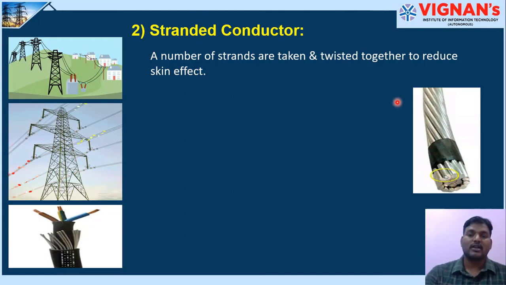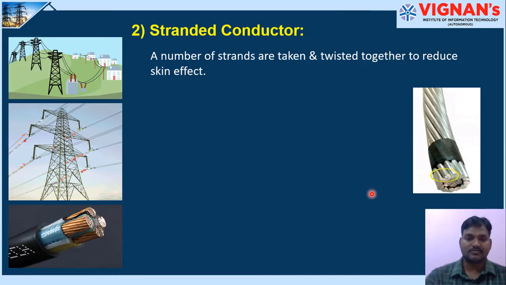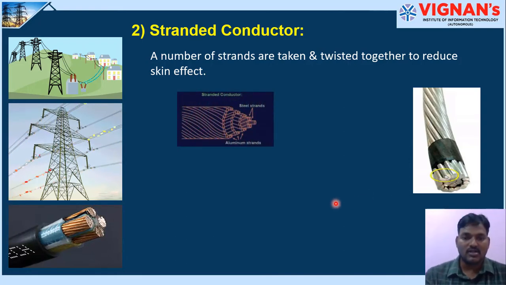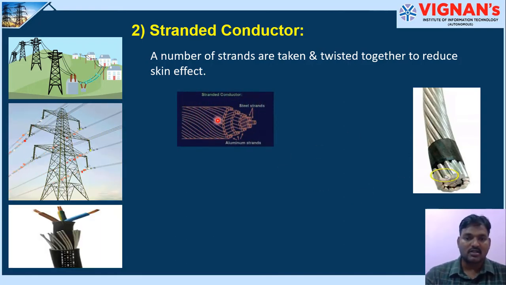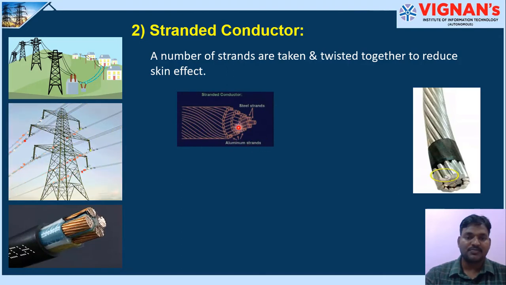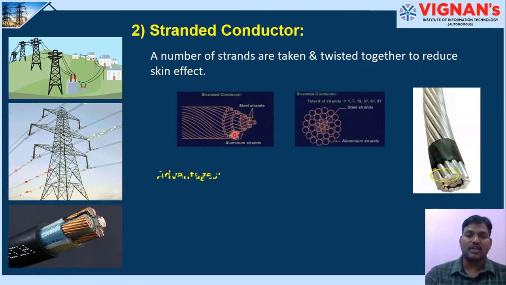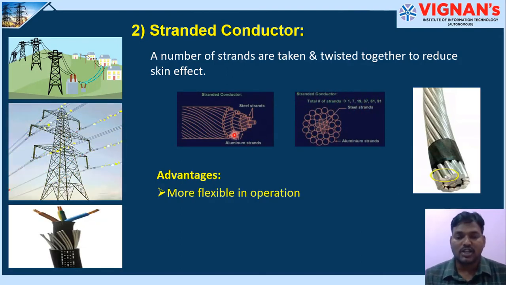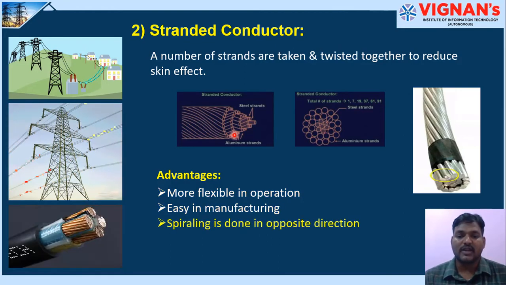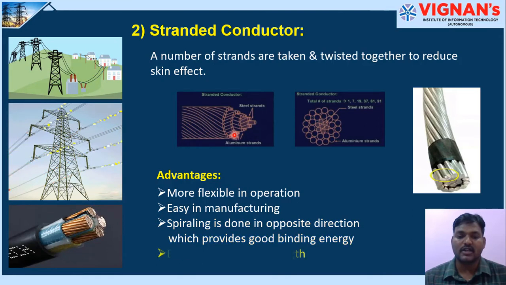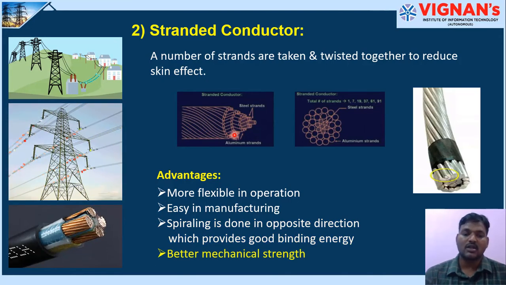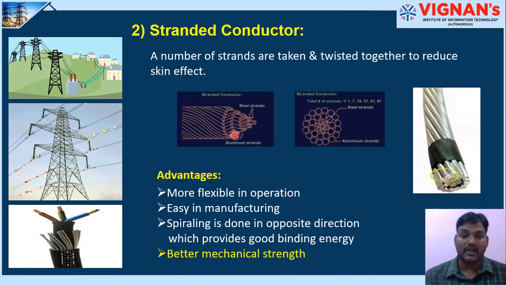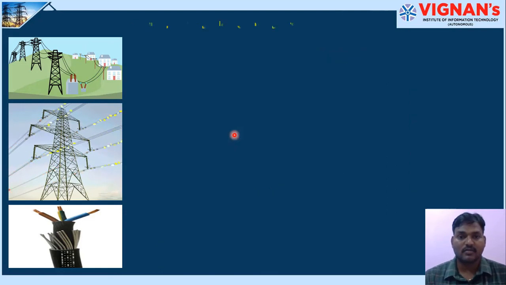So skin effect can be reduced by using the stranded conductors. So here you can see strands that are used. See aluminum strands. The advantage of these types of stranded conductors is it is more flexible in operation. It is easy in manufacturing. Spiraling is generally done in the opposite direction for providing good binding energy and they have very good mechanical strength. Types of stranded conductors.